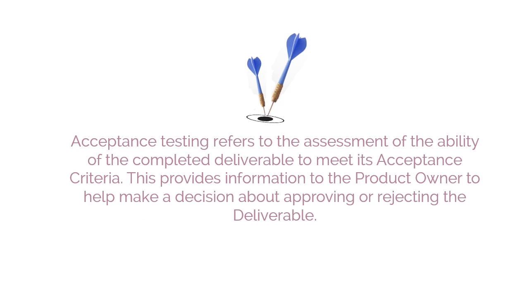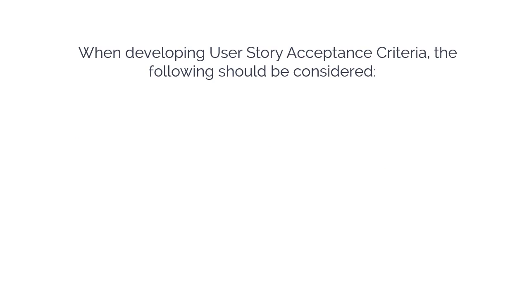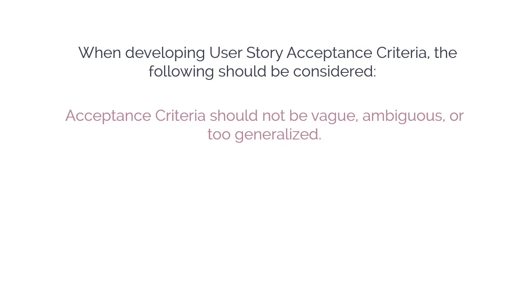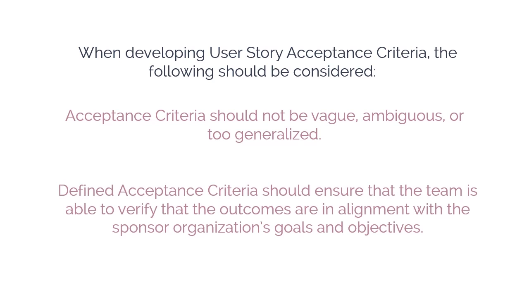Acceptance testing refers to the assessment of the ability of the completed deliverable to meet its acceptance criteria. This provides information to the product owner to help make a decision about approving or rejecting the deliverable. When developing user story acceptance criteria, the following should be considered. Acceptance criteria should not be vague, ambiguous, or too generalized. Defined acceptance criteria should ensure that the team is able to verify that the outcomes are in alignment with the sponsor organization's goals and objectives.